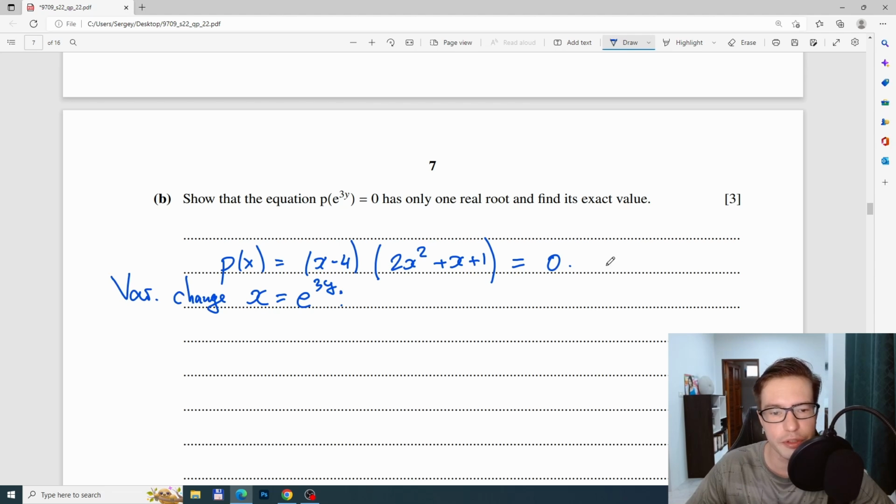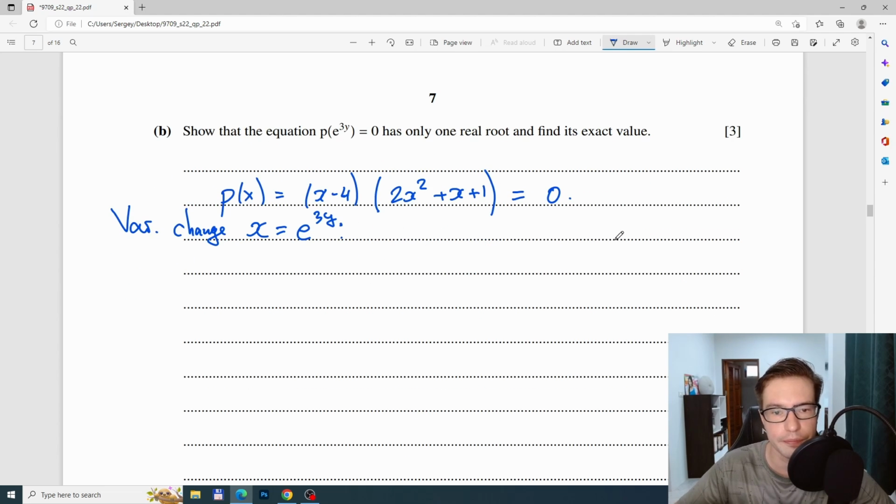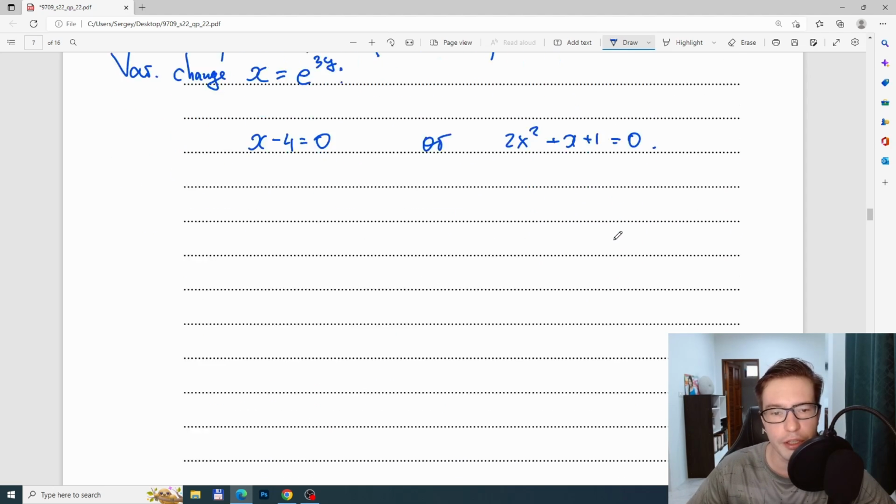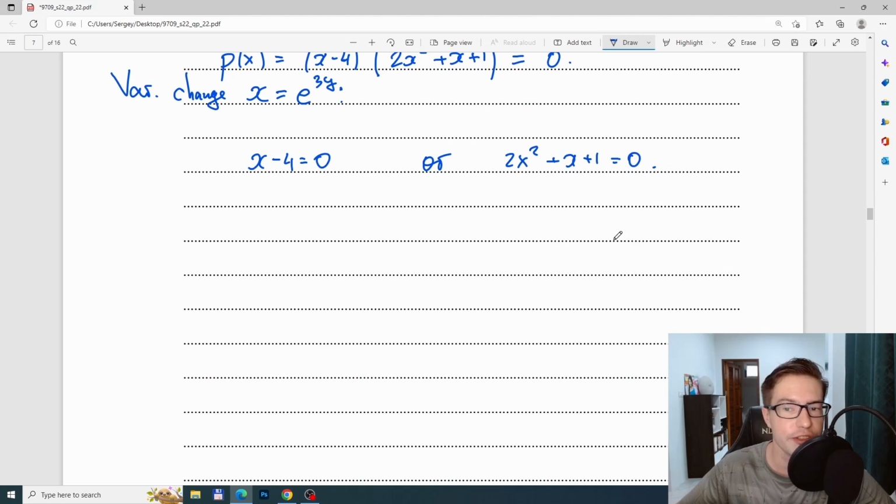So first, we're going to solve for x. Now, the product equals 0 when either x minus 4 equals 0 or 2x squared plus x plus 1 equals 0. And as we've seen before, the quadratic has no solutions because b squared minus 4ac is less than 0. And then from this equation, we got x equals 4.